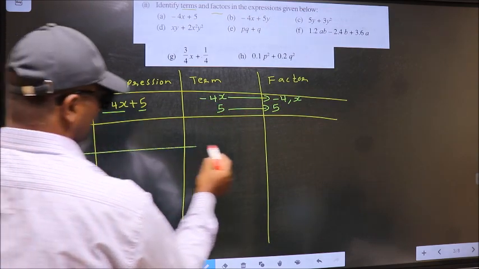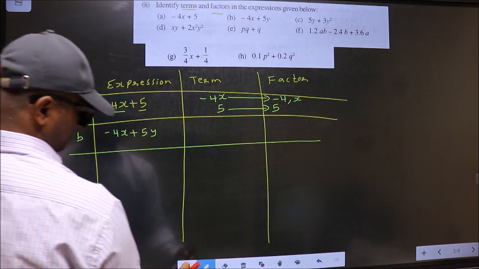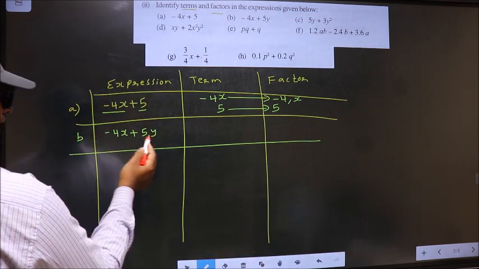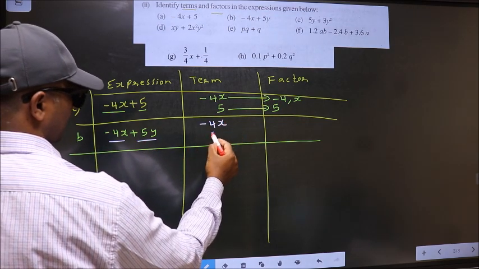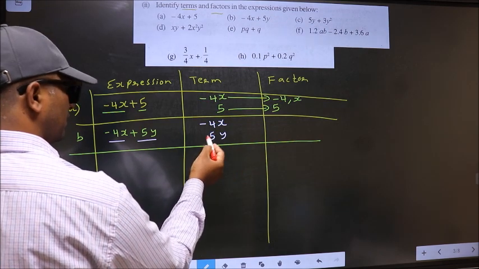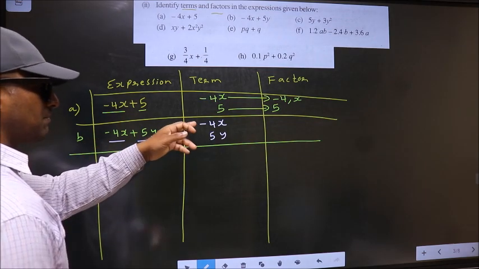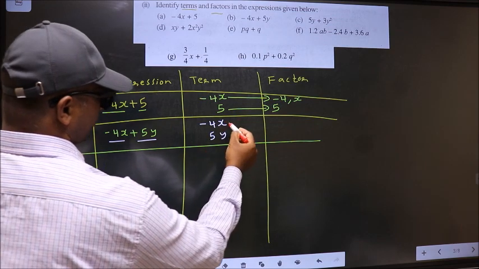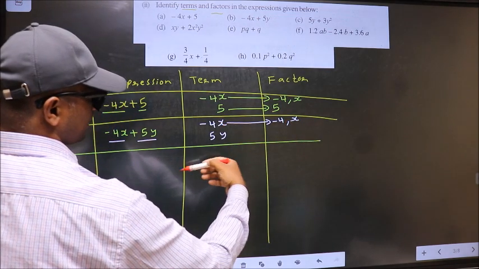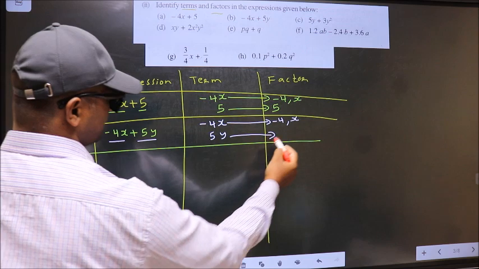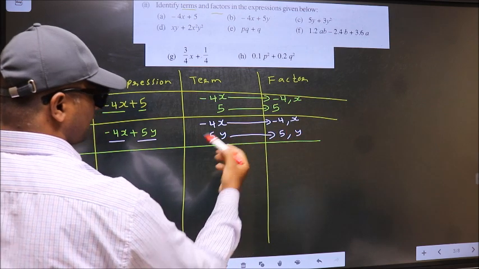Now the B one. B is minus 4x plus 5y. Now in this expression, the terms are this and this, minus 4x and 5y. Here it is plus 5y, whether you write plus or not doesn't make any difference. But if you have negative, compulsory put negative. Now factors of minus 4x are minus 4 and x. If we multiply these two, we get this. Now the factors of 5y are 5 and y. When we multiply these two, we get this. So these are its factors.